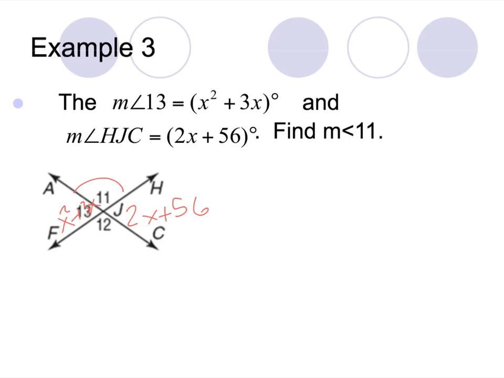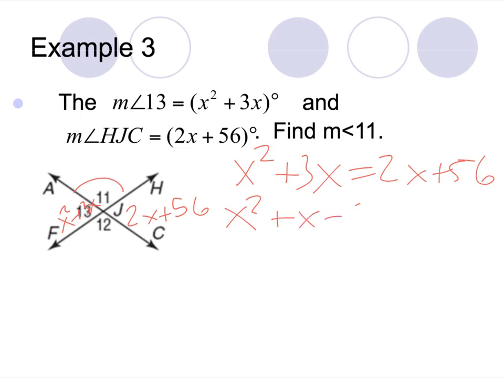Well, what do I know about these two angles that I do have information about? They are vertical angles. And what do I know about vertical angles? Vertical angles are congruent. And if they are congruent, their measures are, you guessed it, equal. Oh, snap. I got a quadratic. What do I need to do? Let's set her equal to 0. And we get to solve by factoring.